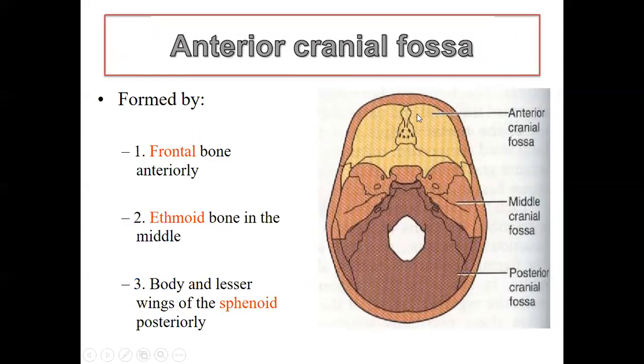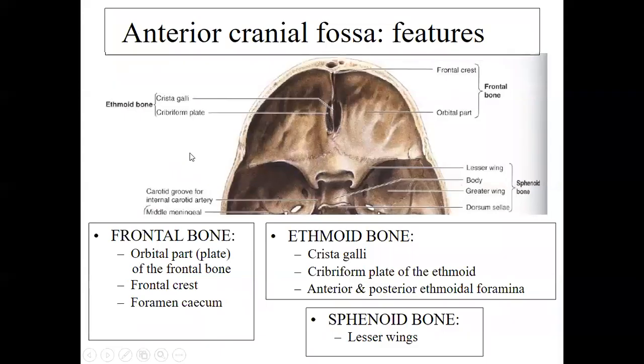For the anterior cranial fossa, here, this is called the anterior cranial fossa. It is formed by the frontal bone anteriorly, ethmoid bone in the middle, and the body and lesser wing of the sphenoid bone posteriorly. These are the bones that form the anterior cranial fossa. You can see here, this is the ethmoid bone. This is the frontal bone, the orbital part of the frontal bone. And this is the sphenoid bone.